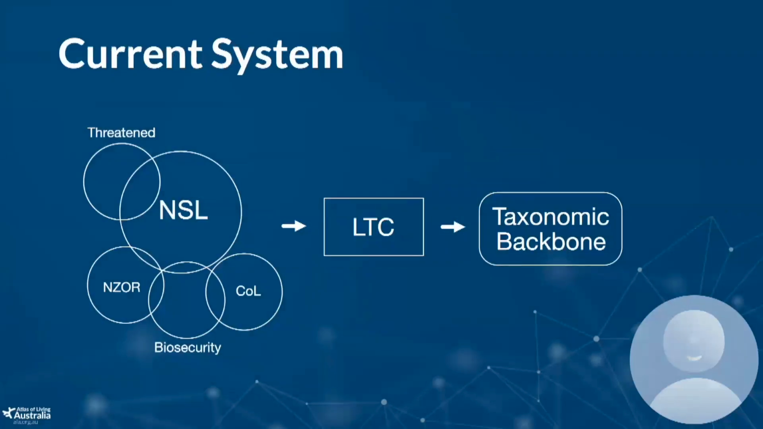To construct the backbone, we take data from authoritative taxonomic sources such as the Australian National Species List, the New Zealand Organism Register, and the Catalogue of Life. We also use information from non-taxonomic sources such as state and federal conservation, biosecurity, sensitive, and migratory species lists. These lists have overlap in terms of names, but their importance is in filling the gaps.